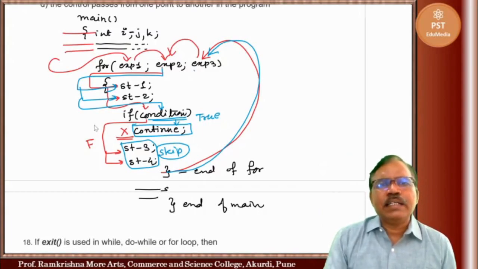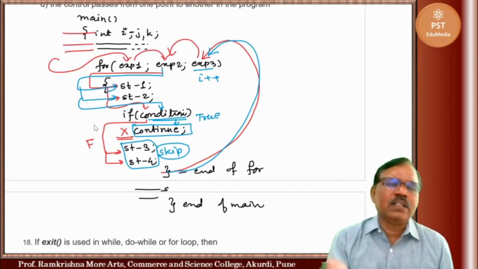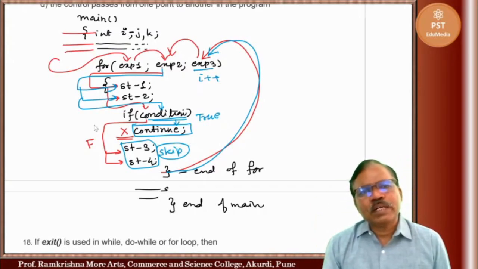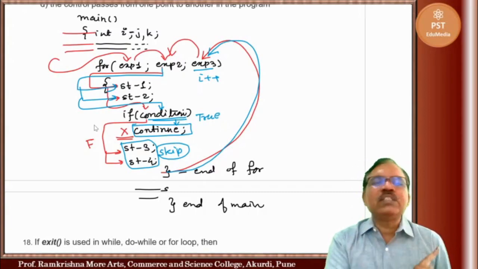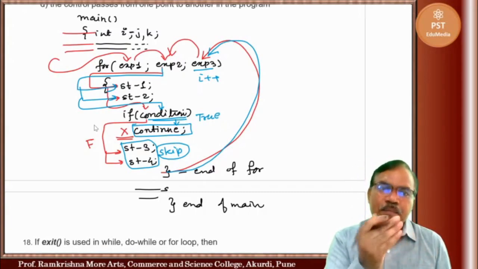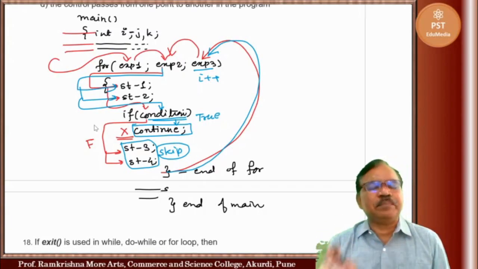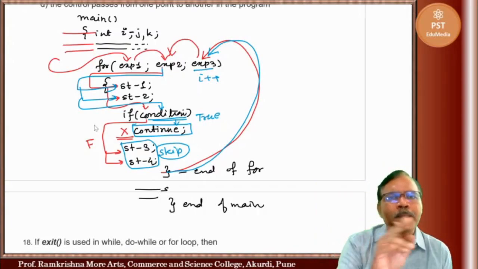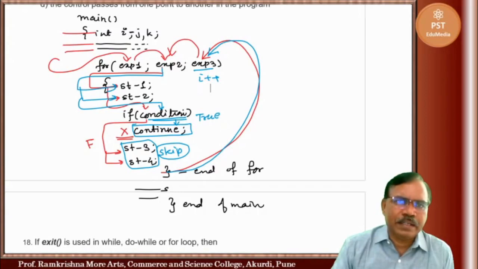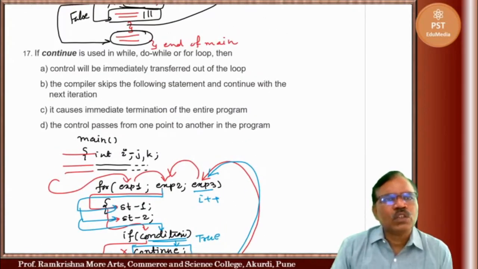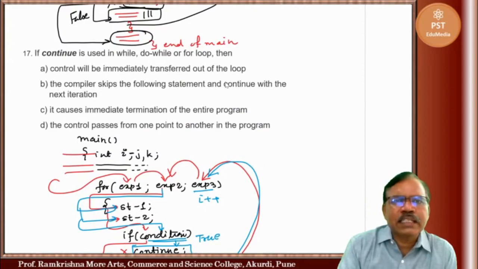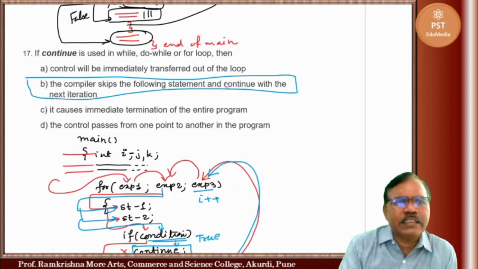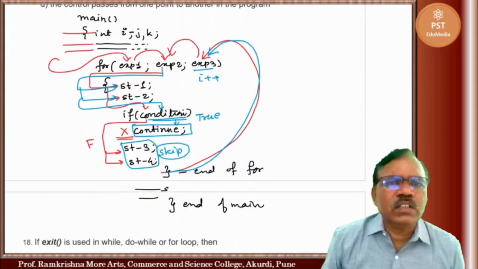Means we know here like i plus plus means i is increased by 1 and then it goes to condition. So it is next iteration. So what happens here? Loop is not discontinued. Remaining statements after continue are skipped. It will directly go to here, next iteration in the loop. What happens? The compiler skips the following statements and continues with the next iteration.